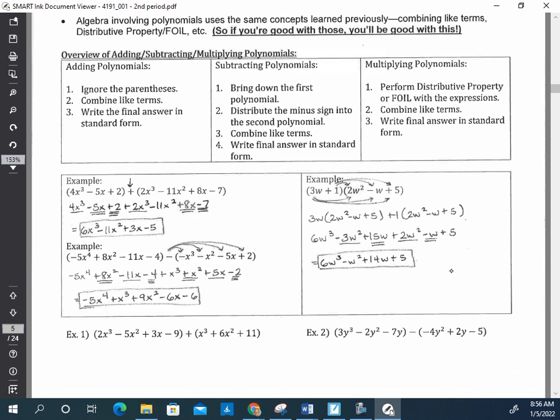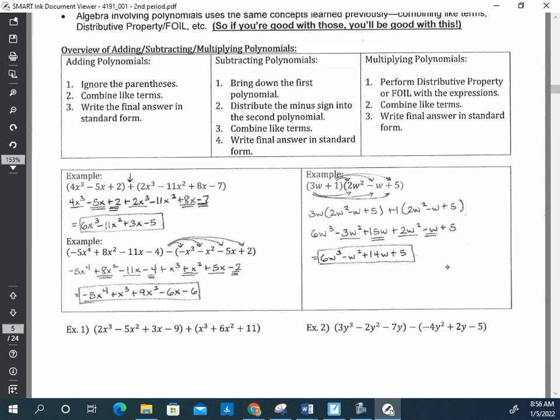All right. So at the top of the page, I've put the steps that you'll need for adding, subtracting, and multiplying. Of course, we'll go through this in more detail in a second. Adding polynomials means you're going to have a parentheses plus another parentheses. Ignore the parentheses, combine like terms, put the answer in standard form. Subtracting polynomials, parentheses minus a parentheses. You'll bring down the first polynomial, distribute the minus sign into the second polynomial, combine like terms, put the answer in standard form.